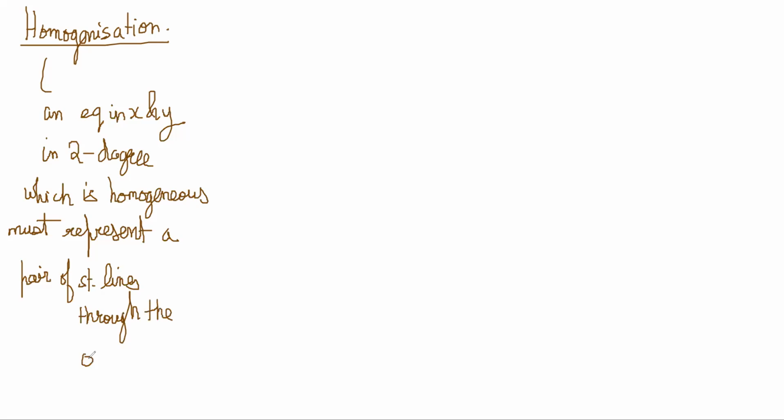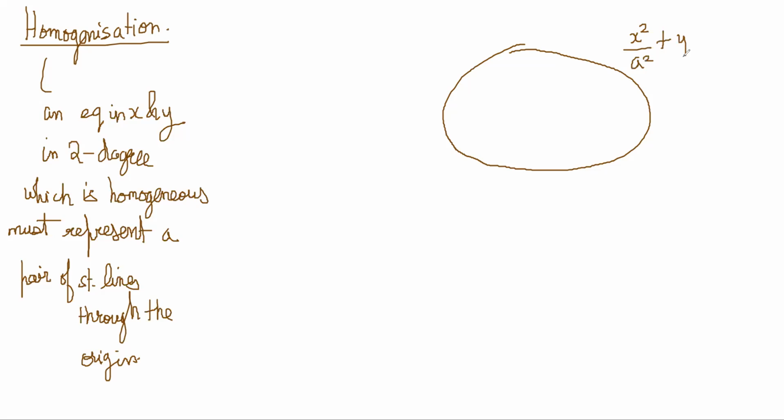Okay. So this idea will be used. The point is that, let's say we have a curve. I'm going to write a curve here. This is called an ellipse. We'll see that soon. So let's say we have a curve like this: x squared by a squared plus y squared by b squared is equal to 1. This is an ellipse.